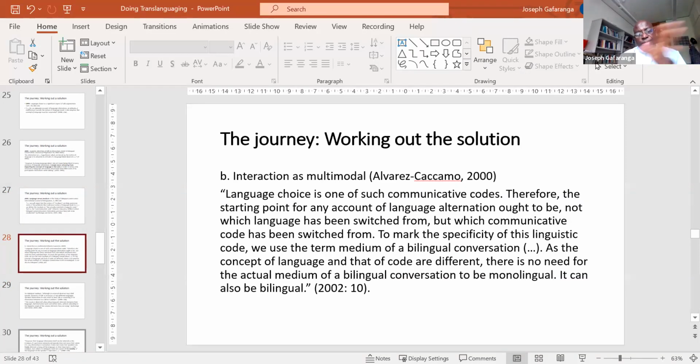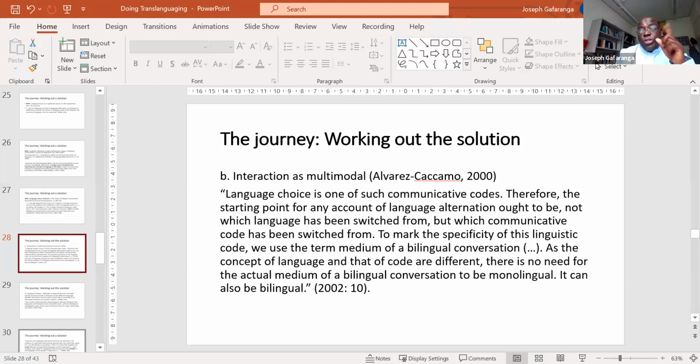At the same time, in the paper by Alvarez Cáccamo, there is this idea that discourse is multimodal. Of course, again, the notion of multimodality wasn't that developed at that point, but Gumperz had already spoken of different contextualization cues, an idea which can be related to this.